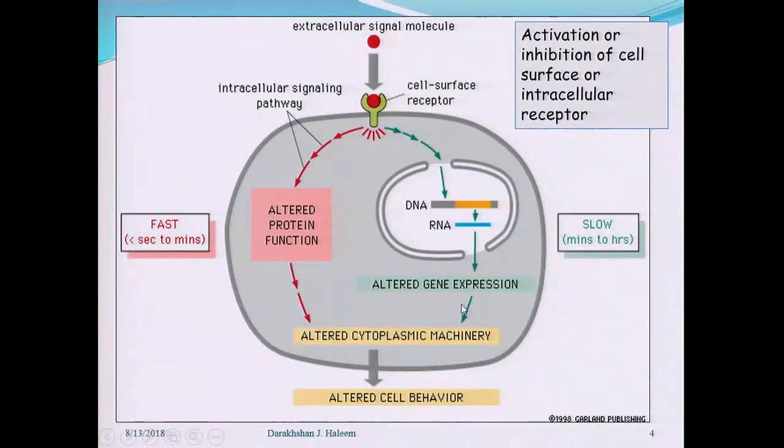So long-term changes are produced in terms of altered gene expression, while short-term changes are produced in terms of certain enzymes or in cytoplasmic reactions, enzymes which are present in the cytoplasm. And altogether, both of these will result in the formation of altered function, altered behavior, and all that. Clear?